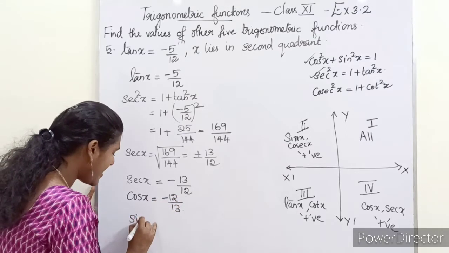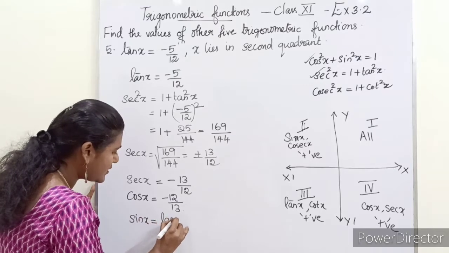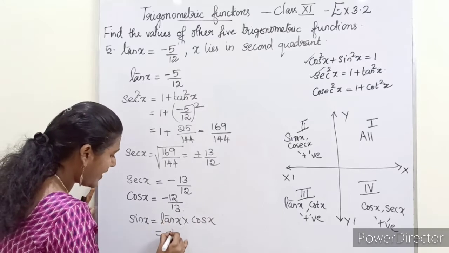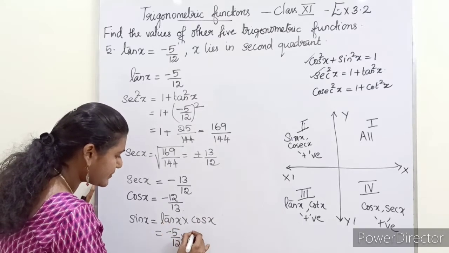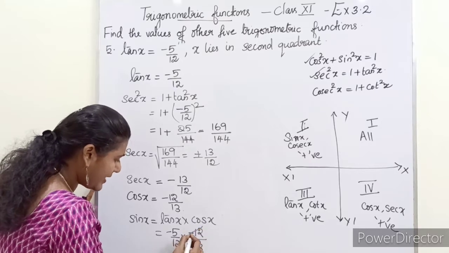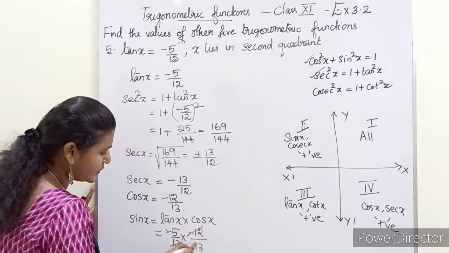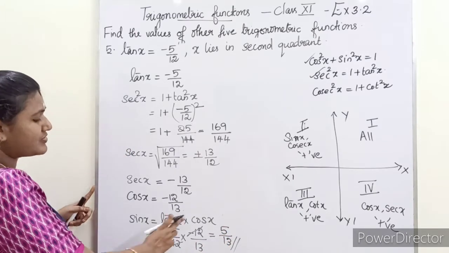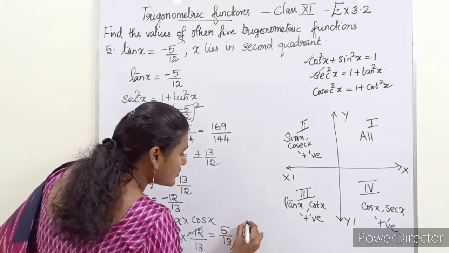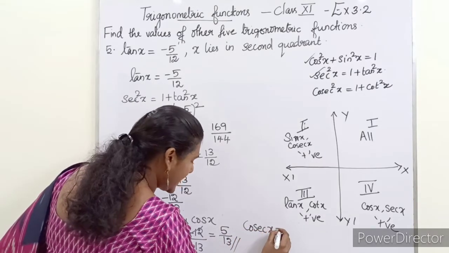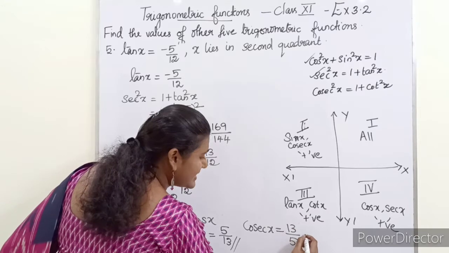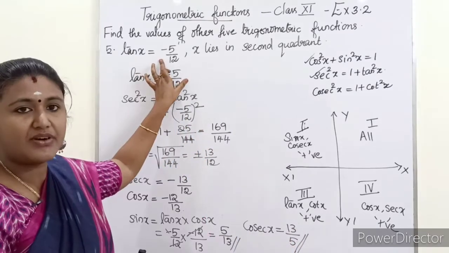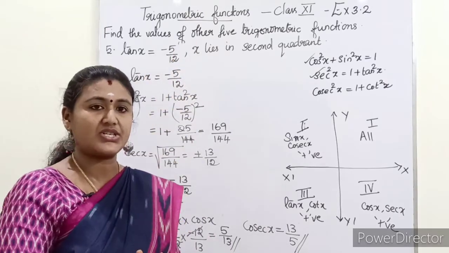Now sin x is equal to, the formula is tan x into cos x. So the tan x value is minus 5 by 12 into cos x, which is minus 12 by 13. So this 12 will get cancelled, minus also will get cancelled. So the answer is 5 by 13. So the value of sin x is 5 by 13 and cosec x is the reciprocal of sin. So the answer of cosec x is 13 by 5. So this is how you have to find the trigonometric functions when one is given. The remaining trigonometric functions we can find out.